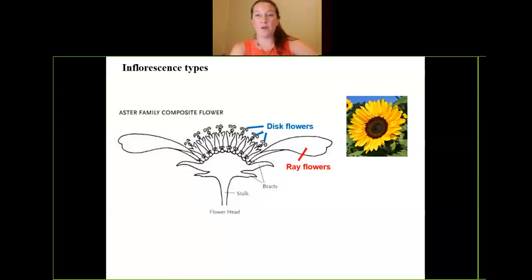I should point out about sunflower, each of these things you see coming out of here is a stigma. And so each of these disc flowers will turn into a sunflower seed when it gets fertilized.